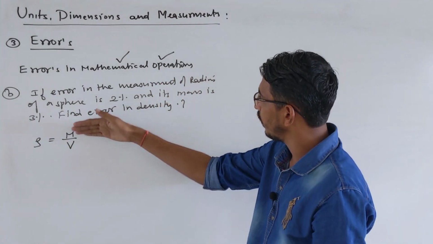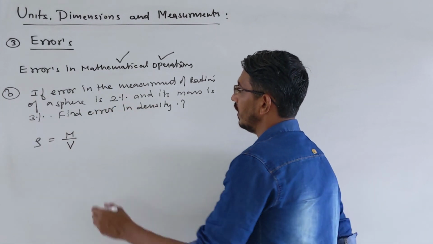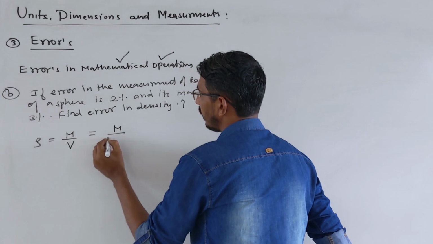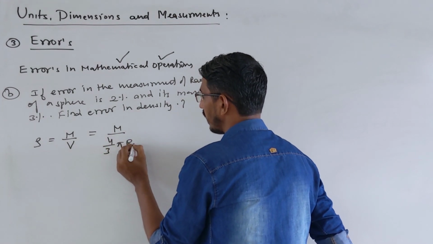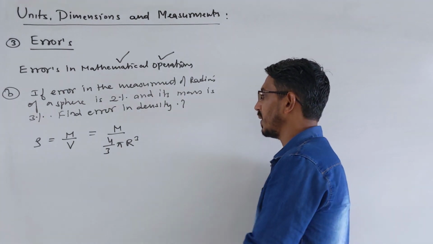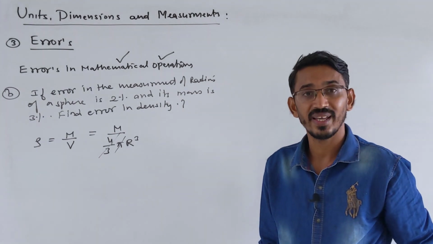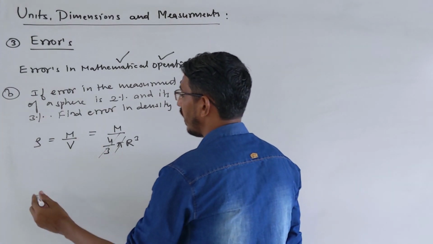Sometimes directly mass and volume error is given, and directly this is the answer here. But here mass and radius they give. So let's write volume, density equals mass by 4 by 3 pi r cube. Correct. This is the formula first. Now first thing we know that these are constants, they don't matter in error. They don't cause any error, right? Okay, let's write the format.